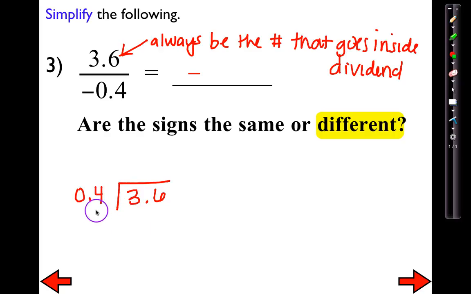So here we know that before we can divide, we need to convert this into a whole number. And the way we do that is we move our decimal one place over. If you've ever wondered why we can do that, what's essentially happening is we're multiplying both the dividend and the divisor by 10. So now I'm going to go ahead and bring my decimal up. 4 cannot go into 3, but 4 can go into 36, a total of 9 times. 9 times 4 is 36, with a remainder of 0. So I'm going to say that my answer is -9.